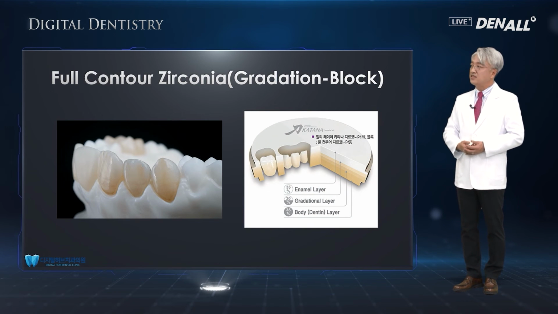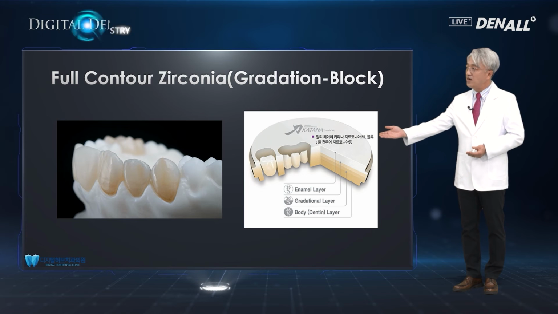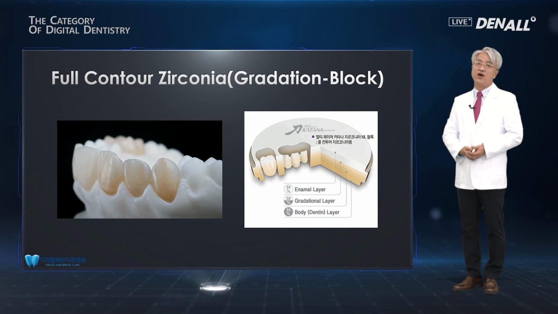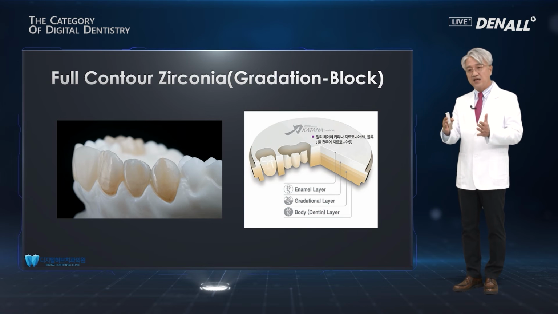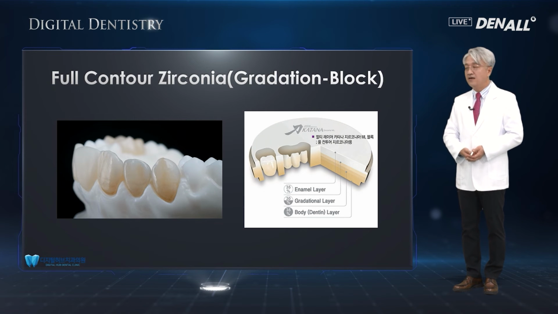This is the gradation block. As you can see here, between the body layer and the enamel layer there is a gradation block, so it looks very natural. It's as if it's your natural teeth, and the light scattering is also good, and the strength is also good.